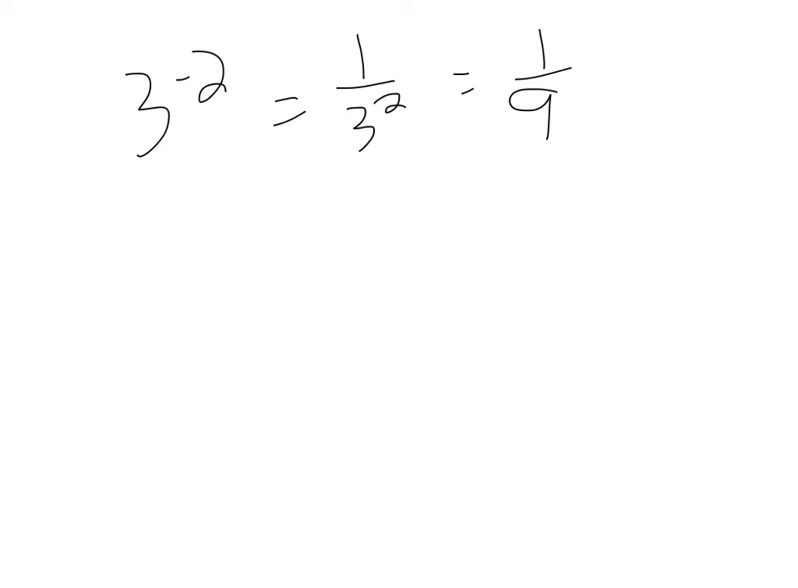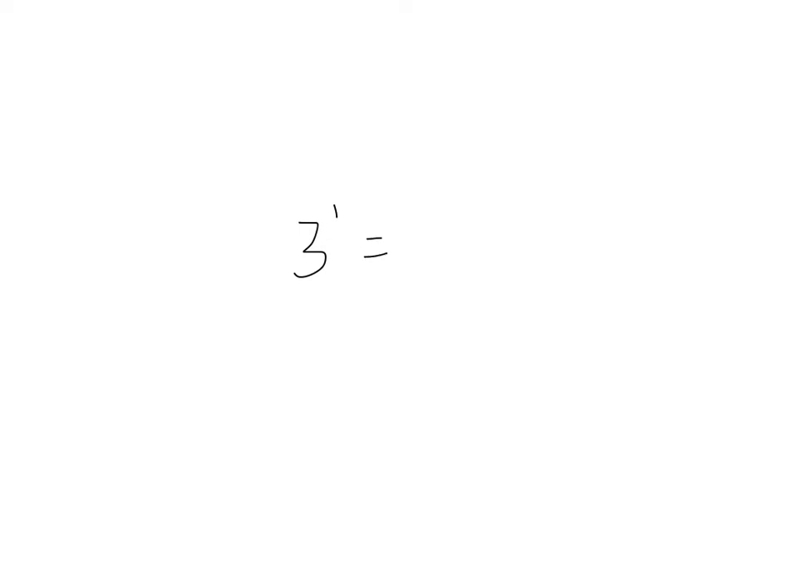Now I'm going to show you why. If I had 3 to the first power, that's 3. If I had 3 to the second power, that's 3 times 3, which is 9. If I had 3 to the third power, that's 3 times 3, which is 9, times 3, which is 27.